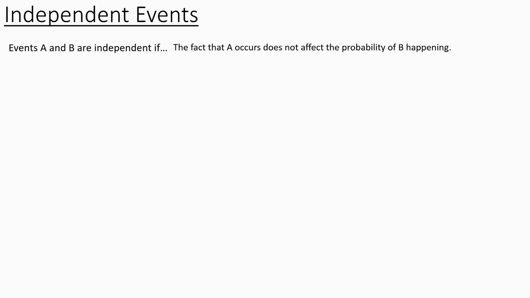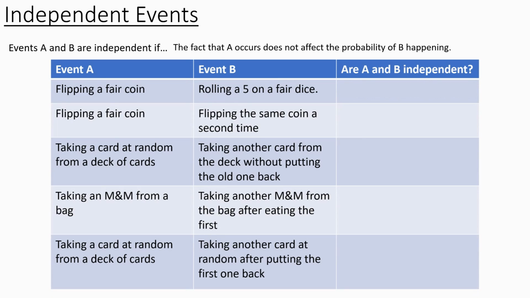Two events A and B are independent if the fact that A occurs does not affect the probability of B occurring. Let's consider these events and see if they're independent. So event A is flipping a fair coin, event B is rolling a 5 on a fair dice. These are independent events because flipping that coin doesn't affect the dice magically.